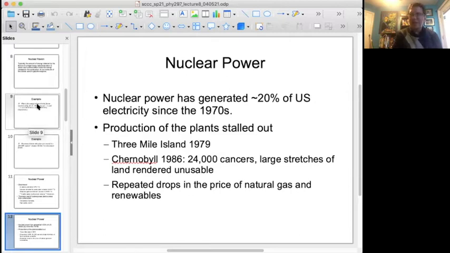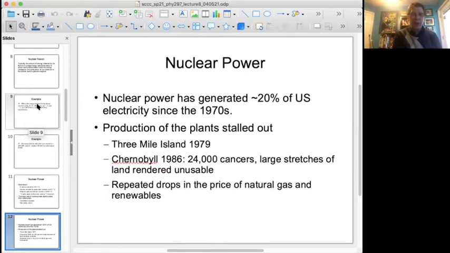I think the first nuclear power plant was built in the 1950s. Nuclear power reached 20% of US electricity production in the early 1970s, but it's never gone above that. And safety concerns stemming from a couple of incidents: Three Mile Island here in Pennsylvania in 1979, the much greater disaster at Chernobyl in 1986, 24,000 cancers, large stretches of land rendered unusable. What happened in Three Mile Island was basically nothing in comparison.